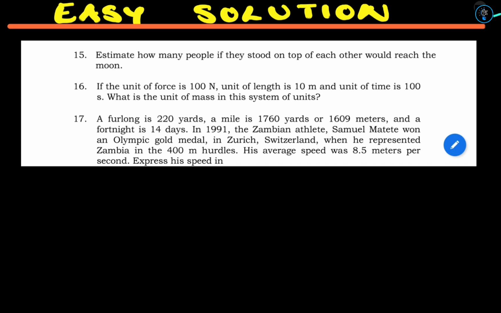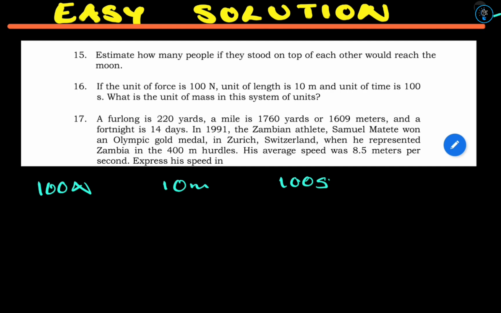Question 16 reads: if the unit of force is 100 Newton, the unit of length is 10 meters, and the unit of time is 100 seconds, what is the unit of mass in this system of units?